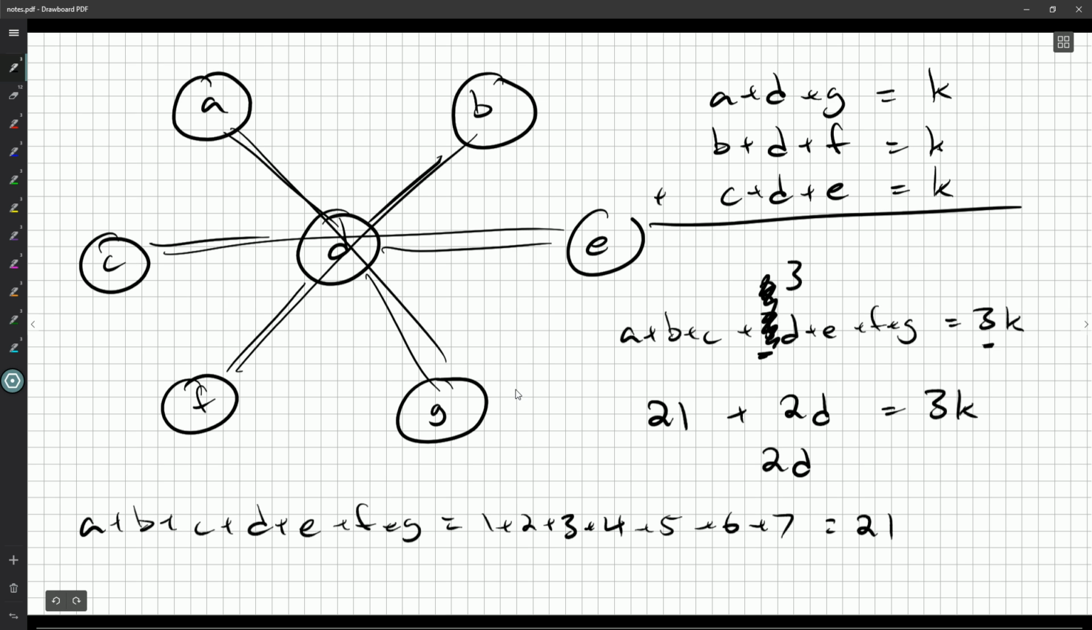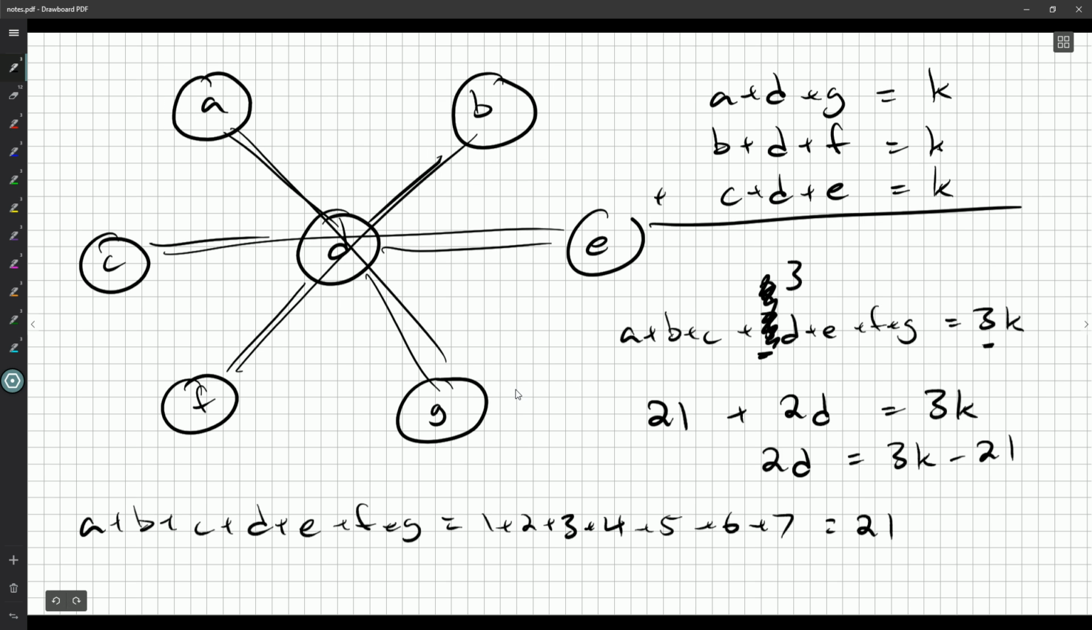Now, D is supposed to be the value in the center, and that's what we're asked about. So 2D needs to be 3K minus 21. Well, what have we got there? 2D, 3K minus 21. Is there anything that we could maybe get a hint at here? Well, we could take out a factor of 3. Right? We could absolutely do that.